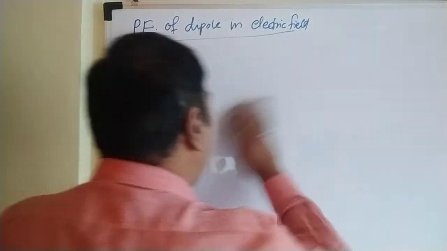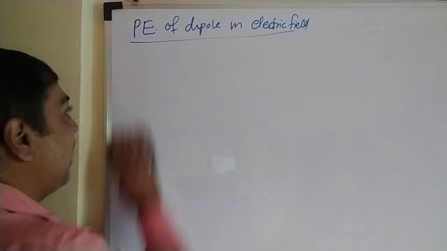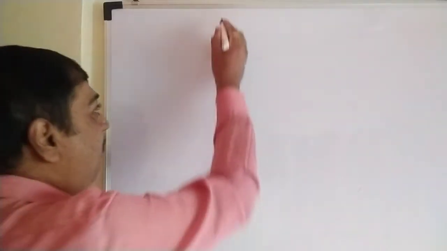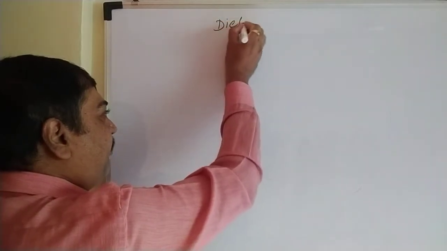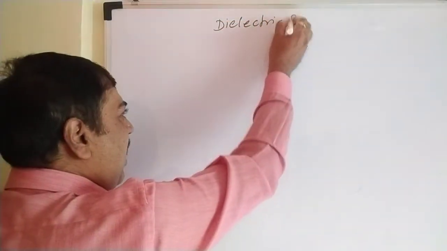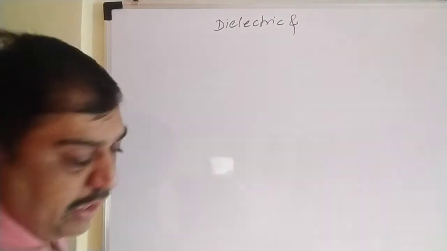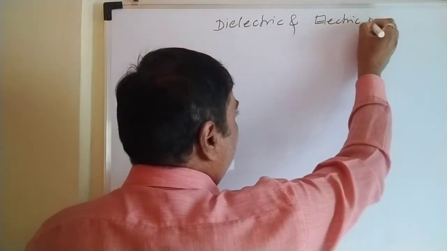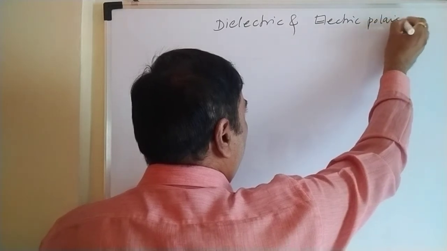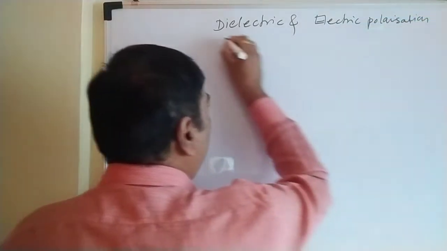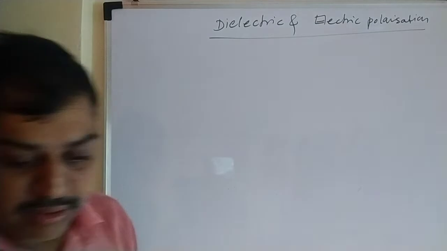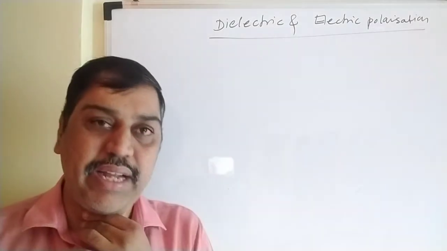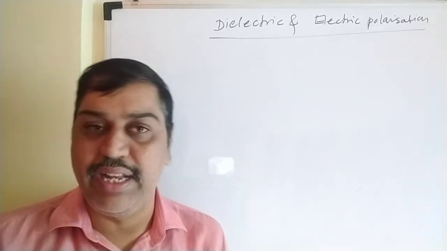So here dielectrics are nothing but what? One type of material, which is basically an insulating material. So I will write here dielectric, and what is the topic? Electric polarization. What exactly is this? Dielectric and electric polarization. So dielectric is nothing but what? Dielectric materials are insulating materials.